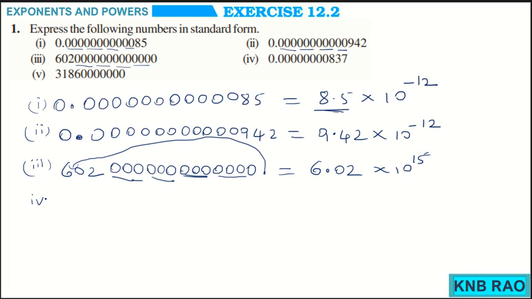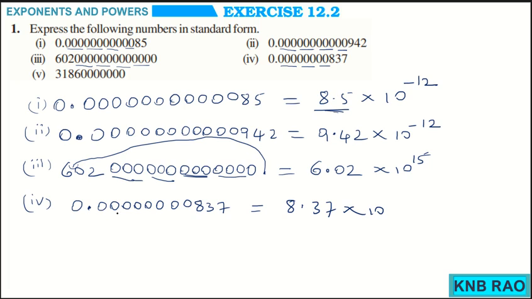Then coming to the question number 4, 0 point, 3 zeros, 6 zeros and 2 zeros. That means 8 zeros are there between the non-zero decimal digit 8 and the decimal point. So we have 8.37 into 10 to the power, because of 8 zeros it becomes power as minus 9.